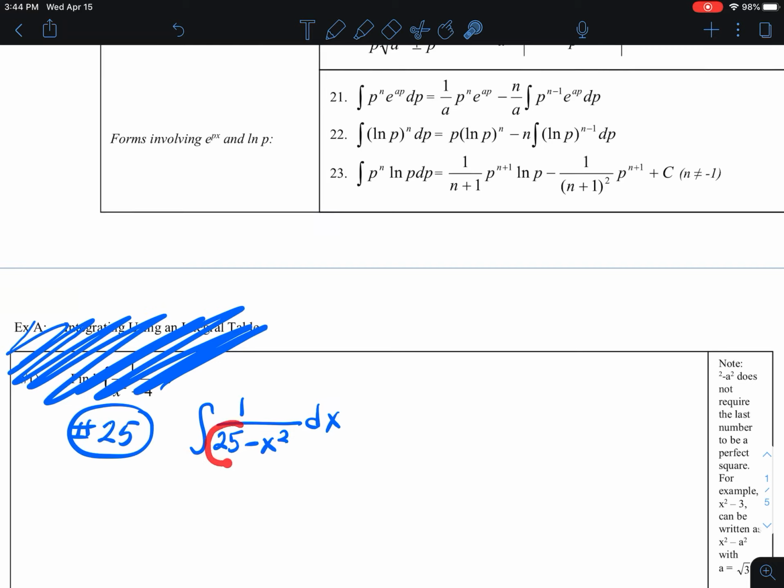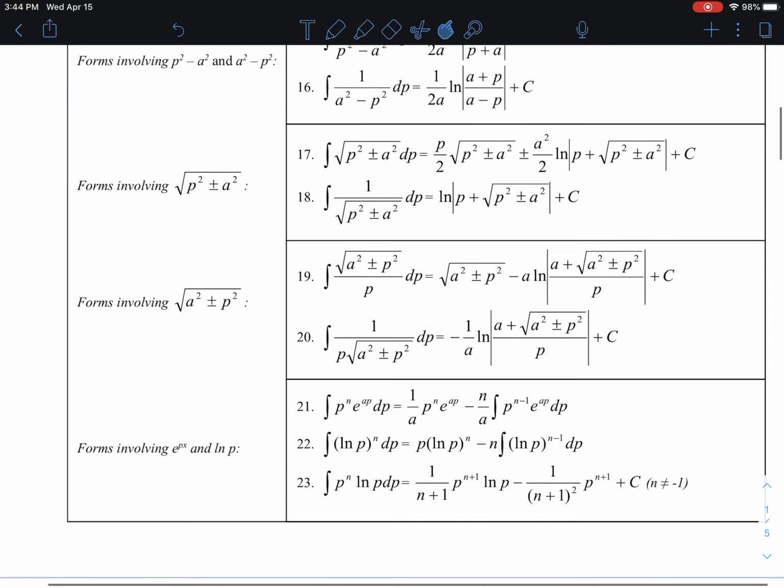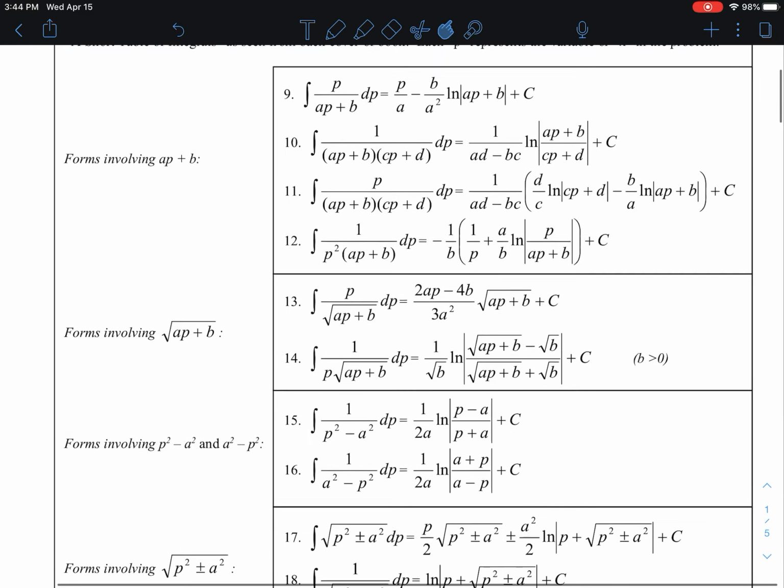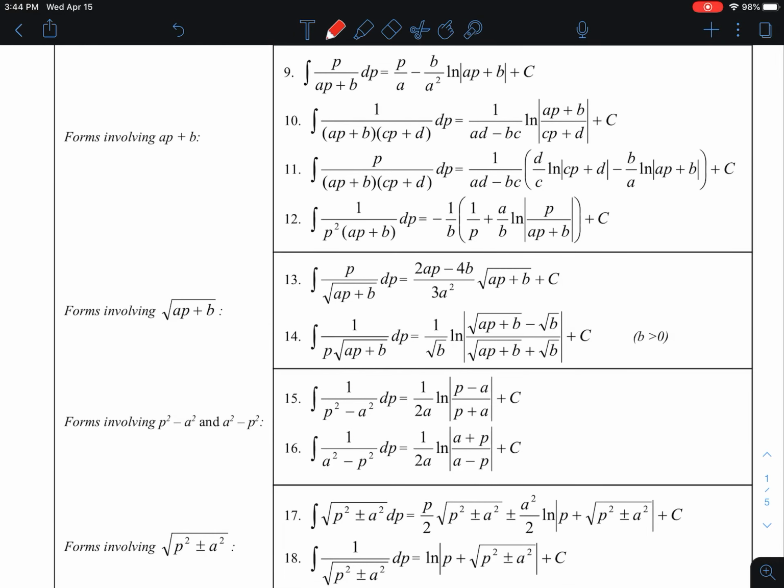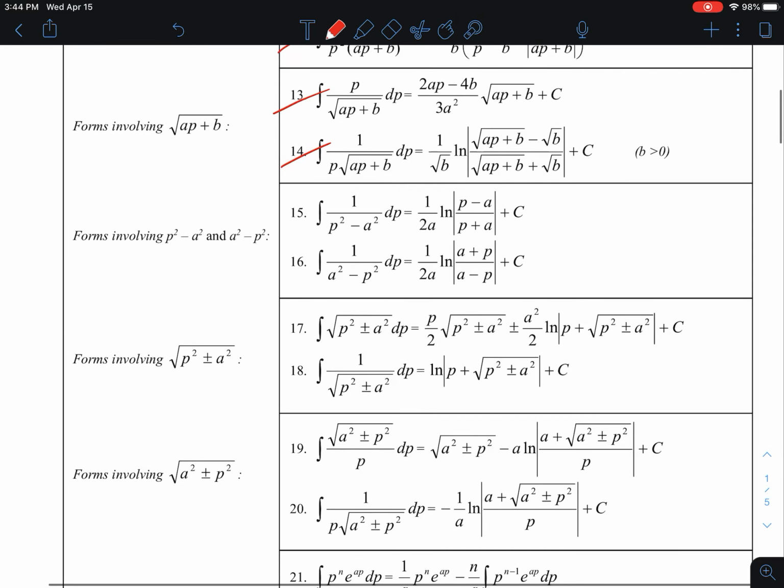So we're looking for something maybe like an a squared minus p squared in the bottom. Let's look and see if any formula has an a squared minus p squared in the denominator. Well, it's not formula 9, 10, 11, 12. Those do not have square roots in them, so it's not going to be formula 13, 14. As I move down here, I notice that in formula 16 I see that a squared minus p squared. That's a good indication that this is probably the formula you're going to want to use for problem number 25.